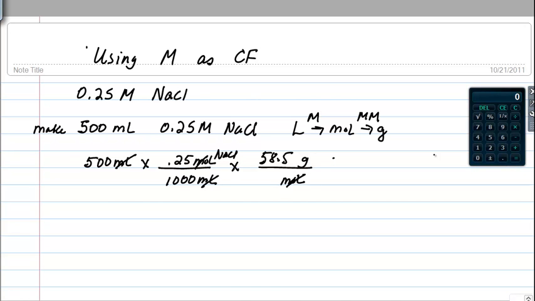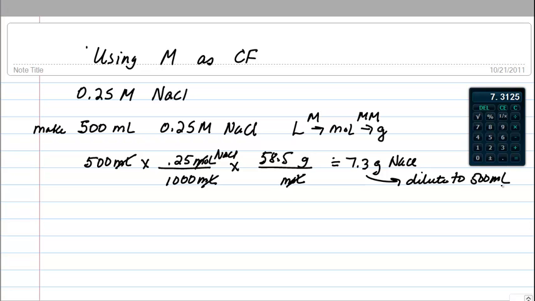And if I use the data the way it's set up, I'm going to have 500 times 0.25 times 58.5 divided by 1,000. And this would tell me that I need 7.3 grams of NaCl. And if I'm going to make a solution, I will dilute to 500 milliliters. Or if I already have the solution, it will tell me there's that much in 500 milliliters.